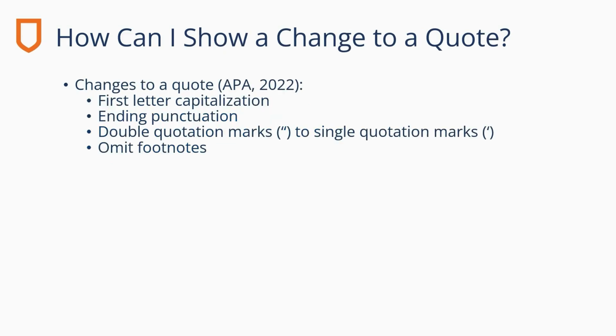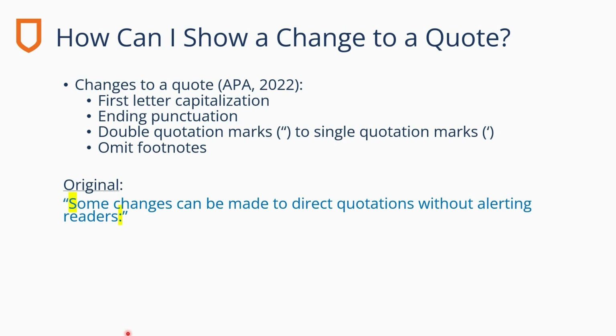Sometimes to make a quote fit the grammar of your sentence, you might need to alter it slightly. For example, you may want to change the first letter to uppercase or lowercase to match your sentence. Similarly, you may want to change the punctuation at the end of the quote, for example, exchanging a comma for a period. These changes can be made as long as the meaning of the quote doesn't change. If quotation marks appear in the quote, you'll want to use single quotation marks for the inside quote. And you can also omit footnotes from the quote.